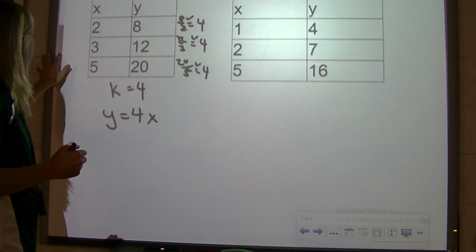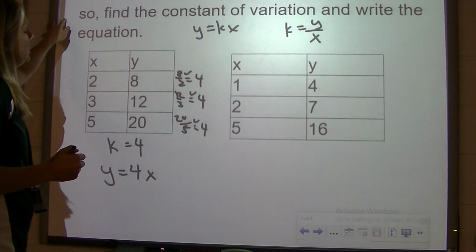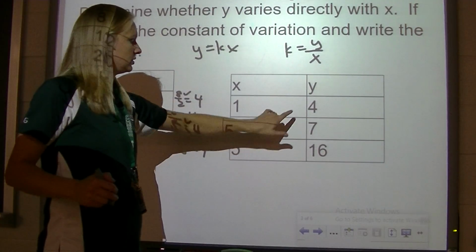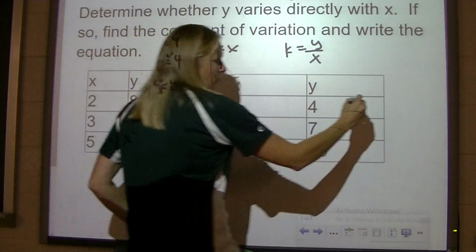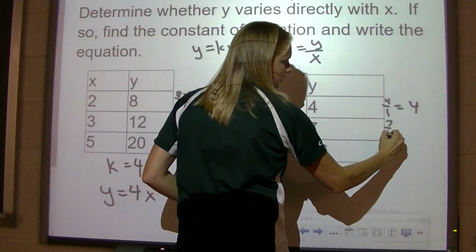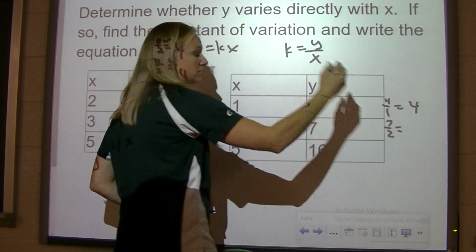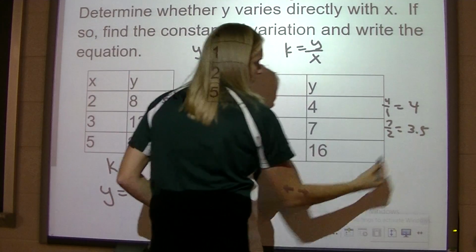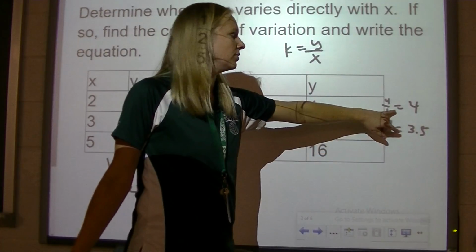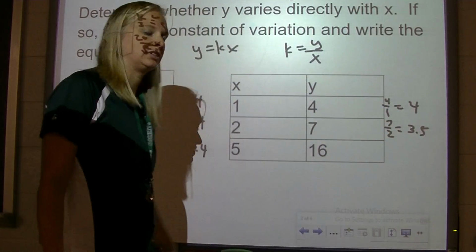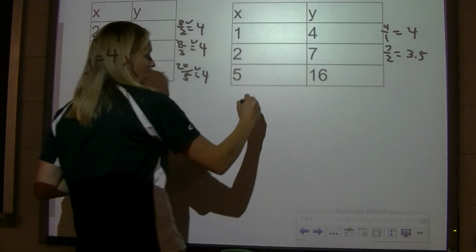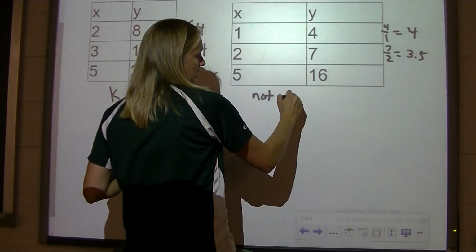So then let's do the same concept over here. Okay, so 4 divided by 1, 4. 7 divided by 2 is 3.5. So I can stop already. I don't need to go anymore. Because these two don't match, it's not a direct variation, because it's not the same constant all the way throughout. So it does not vary directly.